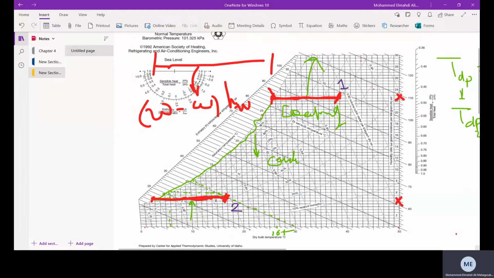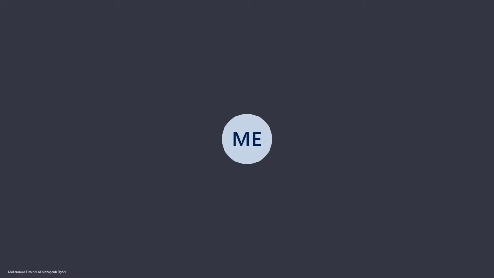Okay, I guess the sharing disappeared. One minute. Share again. Yeah, my window.